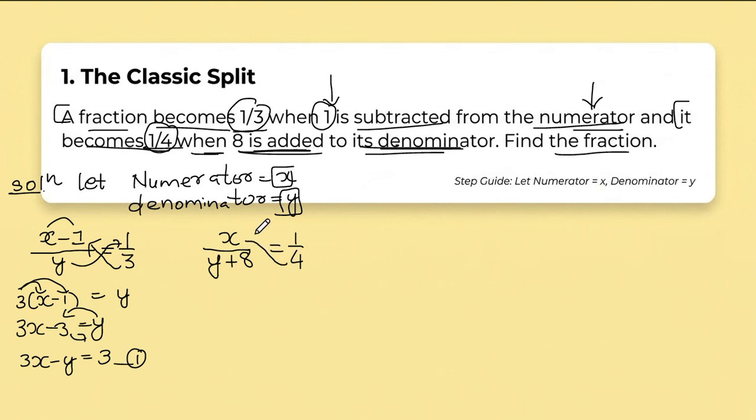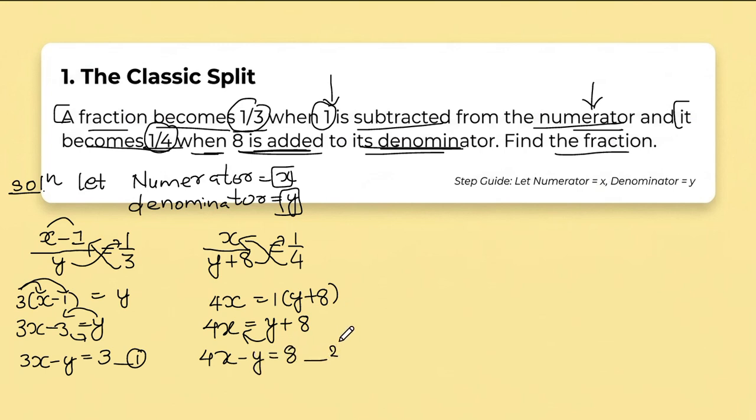Do the cross multiplication. x into 4 is 4x, which is equal to 1 into y plus 8, the same as it is. So 4x is equal to 1 into y plus 1 into 8, that is y plus 8. Take y to this side, and you get 4x minus y is equal to 8. This is our second equation. Now if we write both the equations together, first is 3x minus y is equal to 3, equation number 1, and second is 4x minus y is equal to 8, equation number 2.